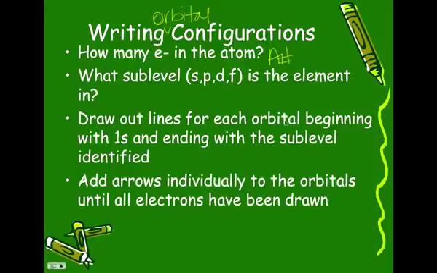Draw out the lines for each orbital, starting at 1s and ending with the sublevel that you identified up here. You're going to be drawing a lot of blanks. And then add your arrows until you match up to the atomic number.